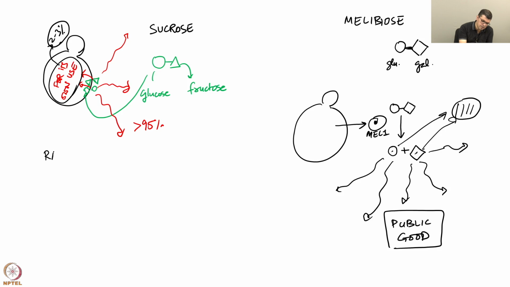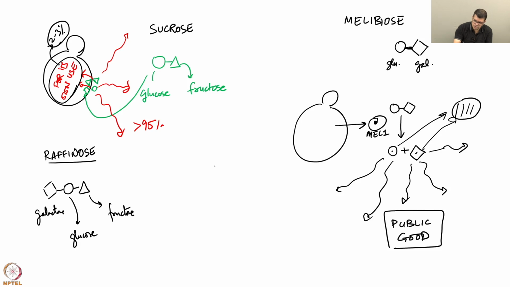And third is a sugar called raffinose. This is a link between galactose, glucose and fructose. And the way this is used is via a combination of the two strategies that we have already discussed. So, if we have this sugar in the environment, then MEL1 is secreted and MEL1 hydrolyzes this particular bond, which releases galactose and sucrose.